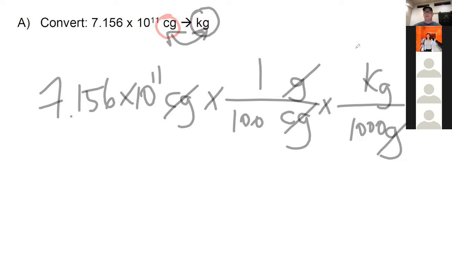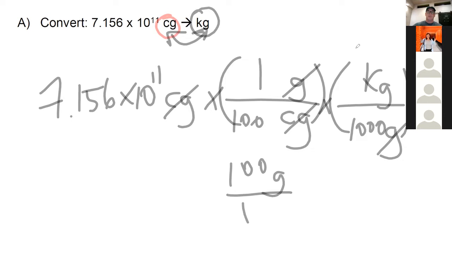This also helps me check whether I've done each of these conversions properly. So 100 centigrams to 1 gram. It's really easy sometimes to do the 100 grams over 1 centigram. That's a really easy mistake to make. So I just double check that one more time. And I'm left with the unit I want. So that's good.